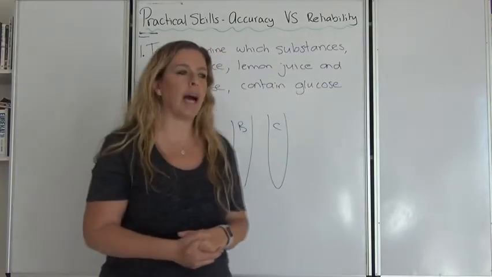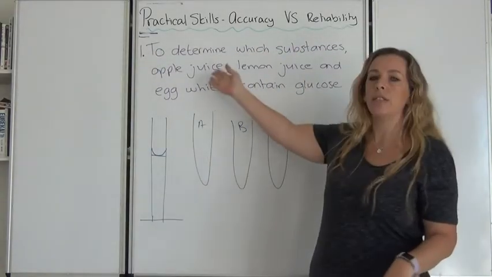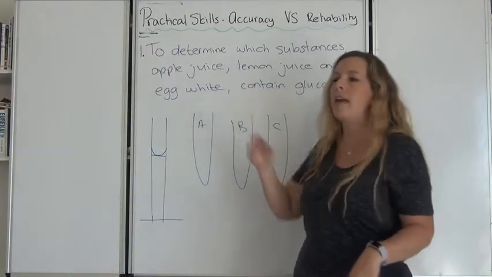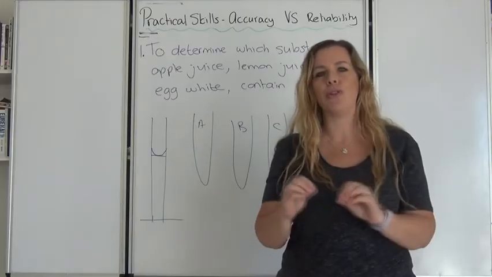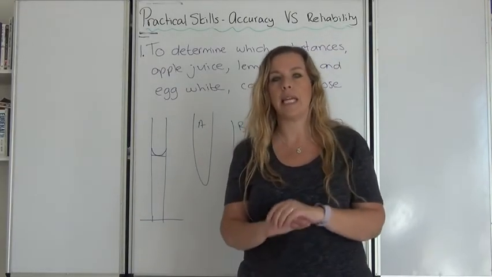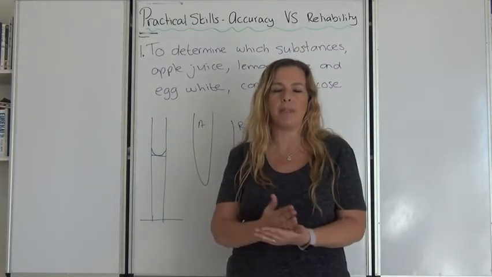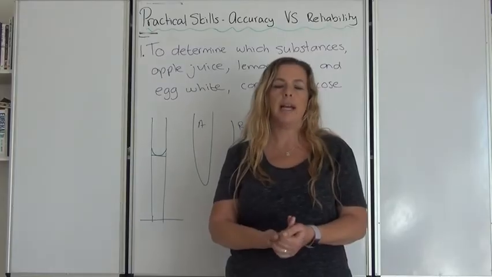Okay, let's look at reliability. So you've done this experiment and you've got that apple juice contains glucose and lemon juice and egg white don't contain glucose. Okay, fine. But how can I ensure that those results are reliable? There is one standard way, and that is to repeat the experiment. If you repeat the experiment and you get the same results, then you know your results are reliable.